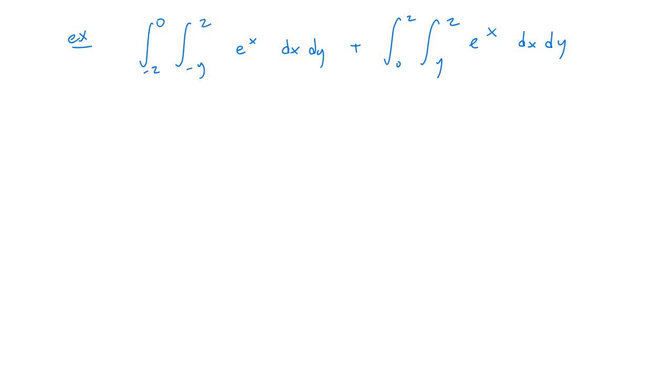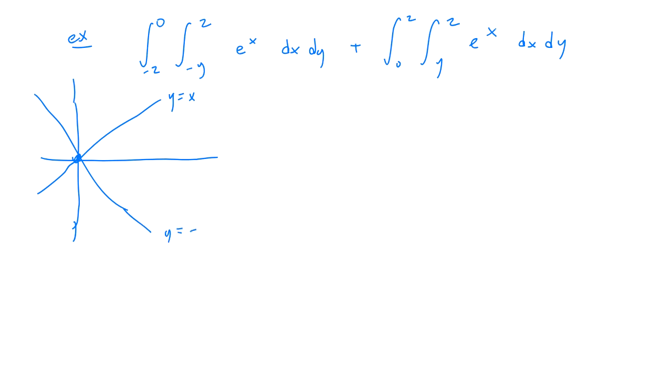Again, the first thing I do is I want to draw everything. So I have x equals negative y, x equals y. So I'll draw x equals y, or y equals x, whichever way you want to do it. That's in the middle. And y equals negative x. I also have y equals negative 2, and y equals 2. Oops, x goes from 0 to 2.